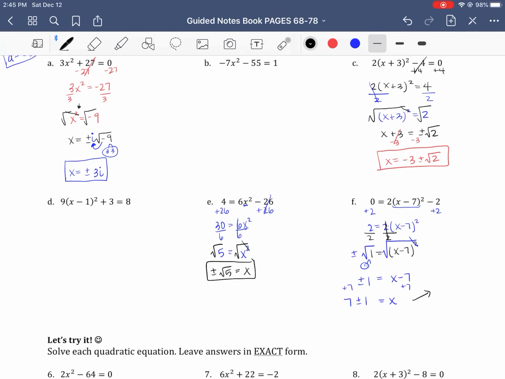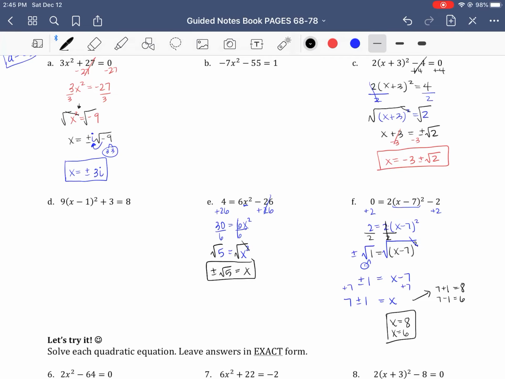You would consider this in 2 different ways. You'd have 7 plus 1, which would make a solution of 8. Or it's 7 minus 1, because it can be a positive or negative 1, and that would be a solution of 6. So in this case, you have x is 8 and x is equal to 6. Those are 2 different values that would be true for this equation.